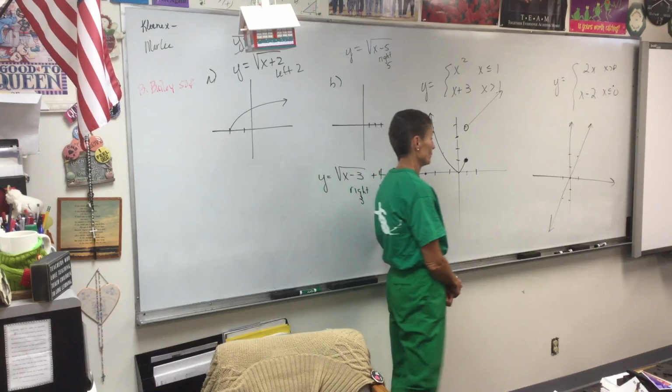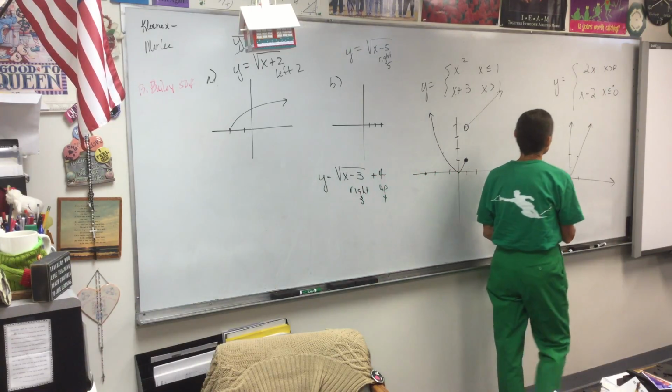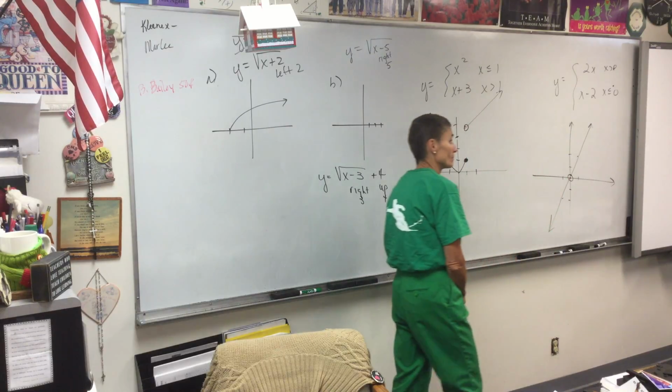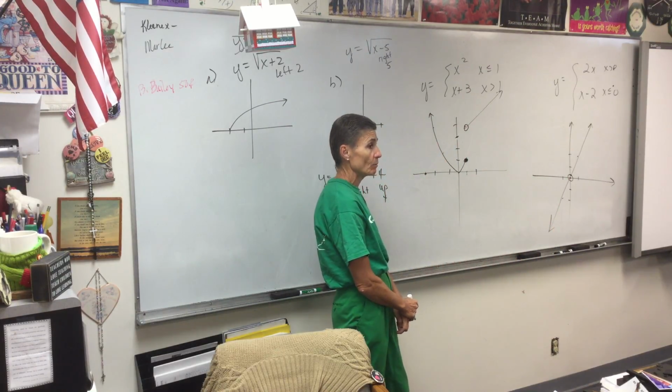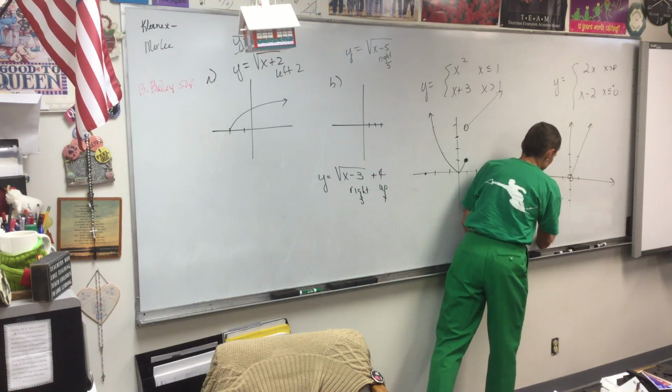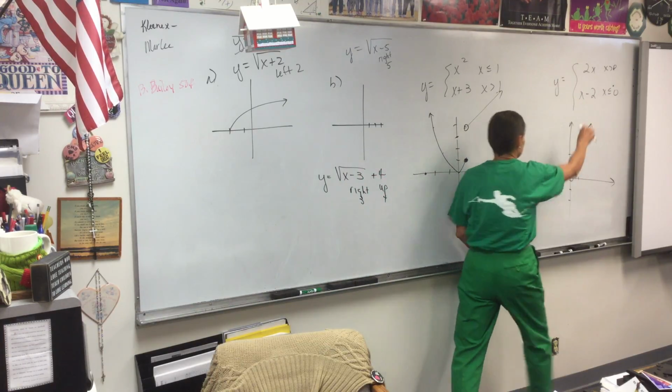Now where's my dot go? At 0. And it'll be an open dot right there, right? Now I gotta erase something. What am I gonna erase? I'm gonna erase the left side, because it says greater than.